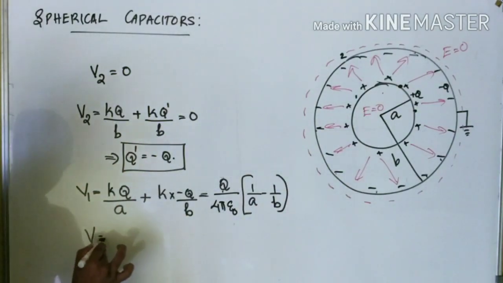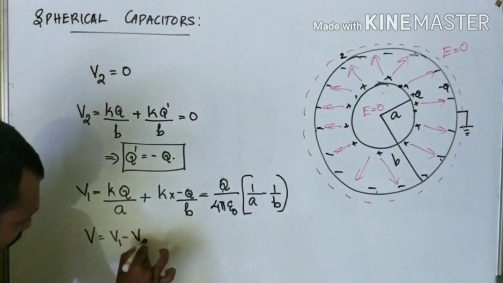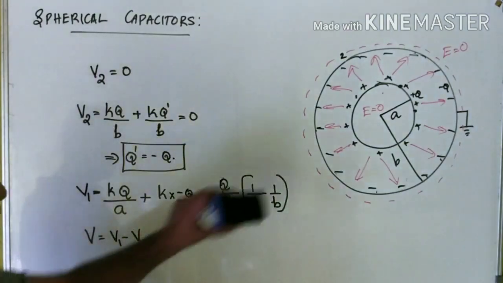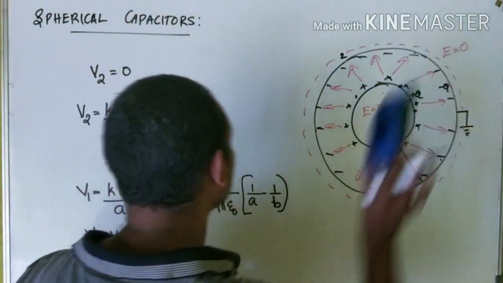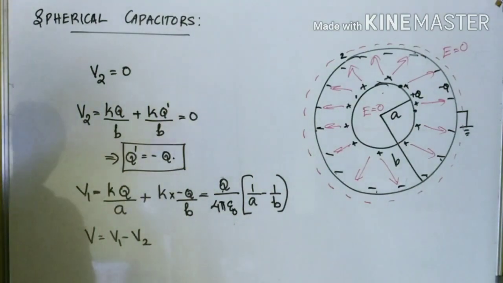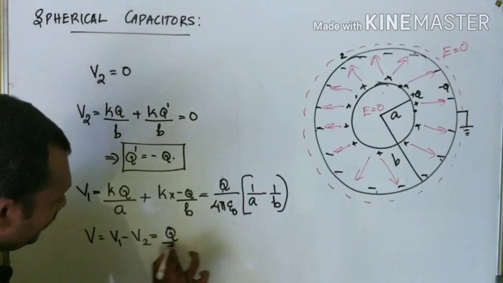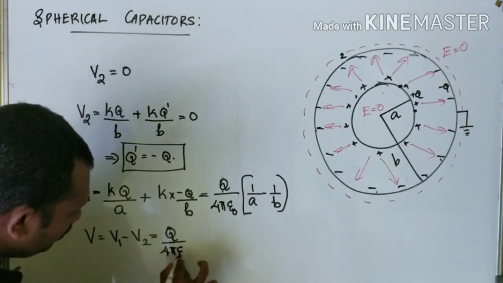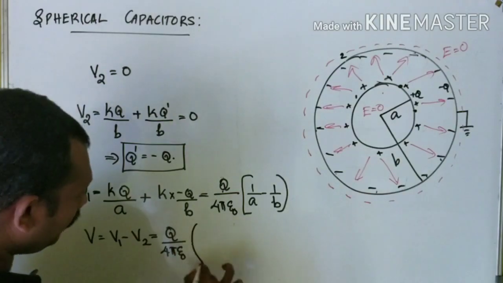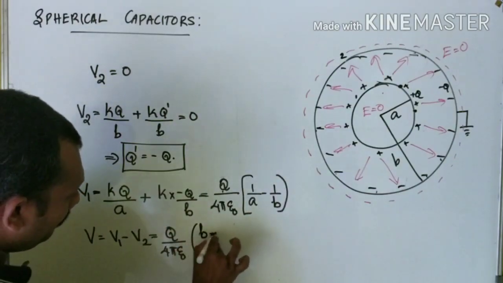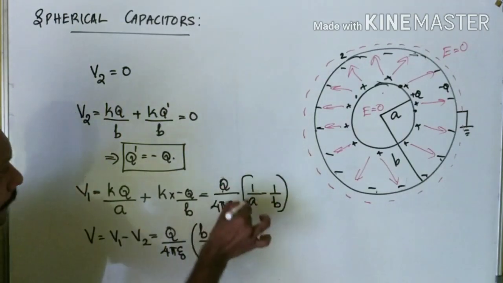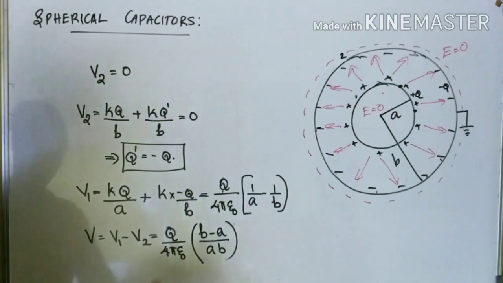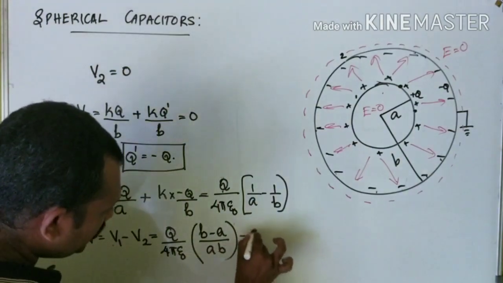Now the potential difference V is equal to V1 minus V2, the potential difference between the inner sphere and the outer sphere. The potential of the outer sphere is already equal to 0. So V1 minus V2, what is V1 equal to? Q divided by 4 pi epsilon 0 into, taking the LCM here, B minus A divided by AB. This is V1 minus 0, right?